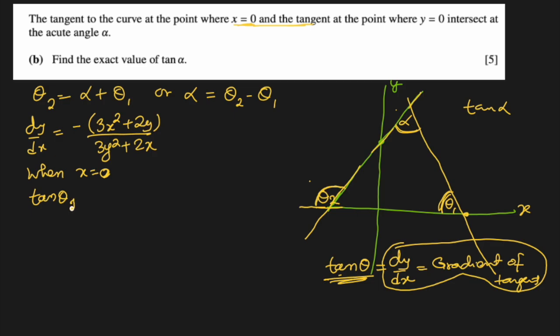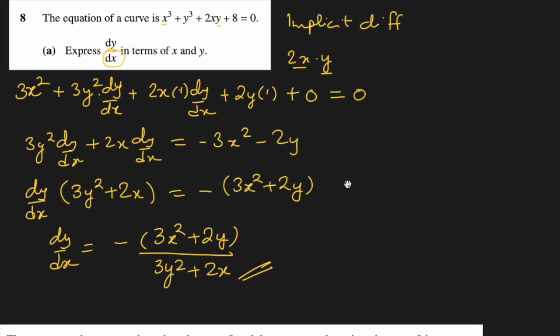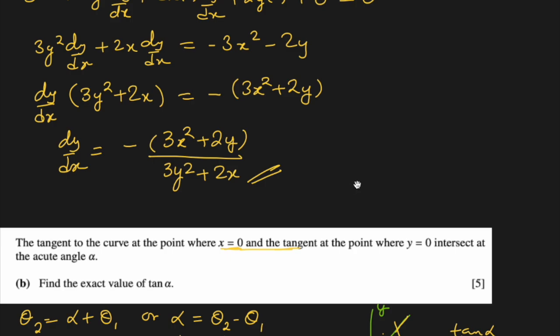So tan theta 1 will be equal to minus 3 times 0 square plus 2, and we don't know y. That means when x is 0, we have to find y also. So leave it here incomplete and we'll find y. Y when x is equal to 0, and for that we need to know the equation of the curve, which was x cube plus y cube plus 2xy plus 8. Okay.